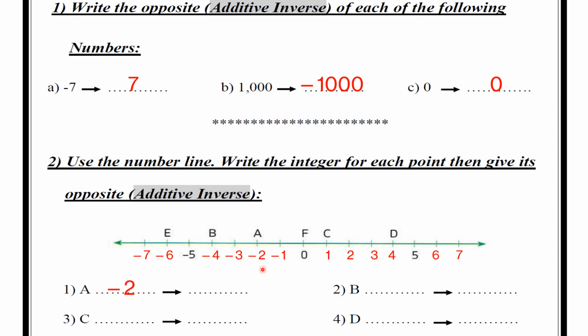Now, number 1, point A, represented by what? Here is negative 2. So the opposite or the additive inverse of negative 2 will be positive 2. Now, in letter B, we have here B represented by what? It's negative 4. So its additive inverse is positive 4. Now, the point C equals 1, and its additive inverse is negative 1. And the point D, which equals 4, and its additive inverse is negative 4.